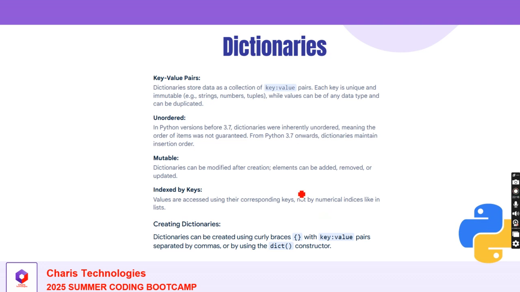So without wasting much time, let's jump into dictionaries. Now let's dive into dictionaries. So now dictionaries store data as a collection.